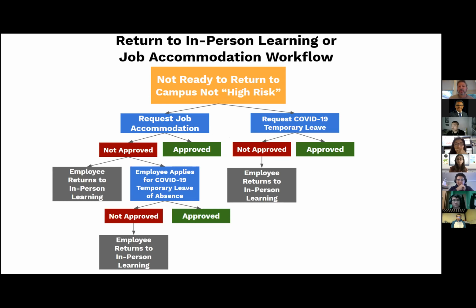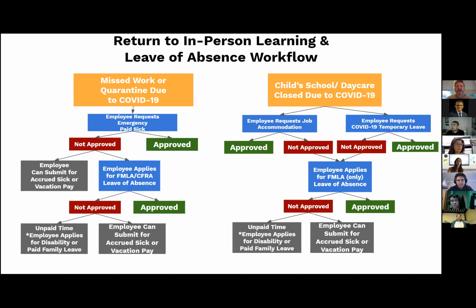And then for those of you who are not in the official high risk category, but do not feel ready to return to campus, there's a process here as well. There's also, if you go to the next slide, people who may need to miss work because they're quarantined or have other effects due to COVID-19 personally, or they have a dependent who they are responsible for, and there will be processes for accommodations there as well. Keep going.